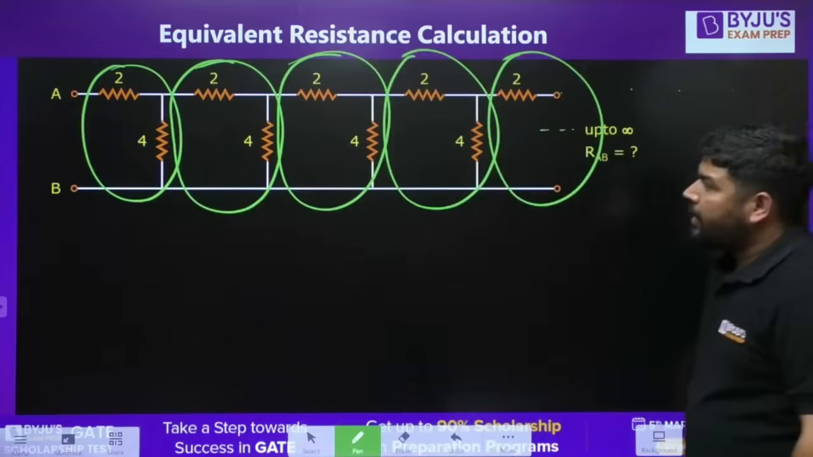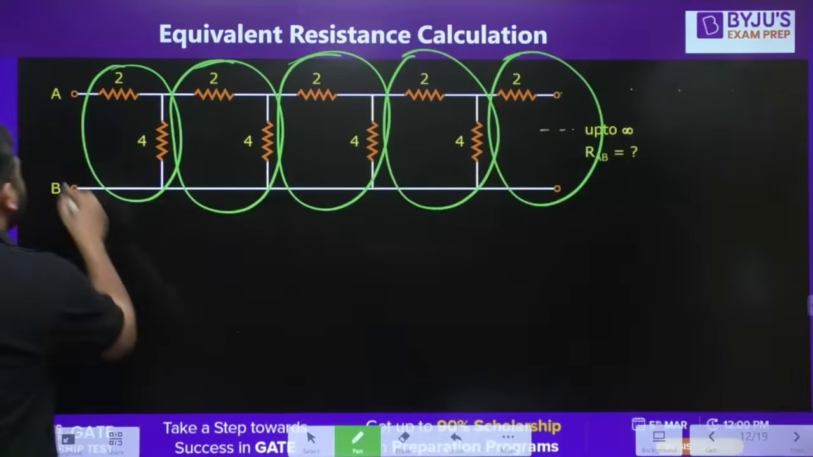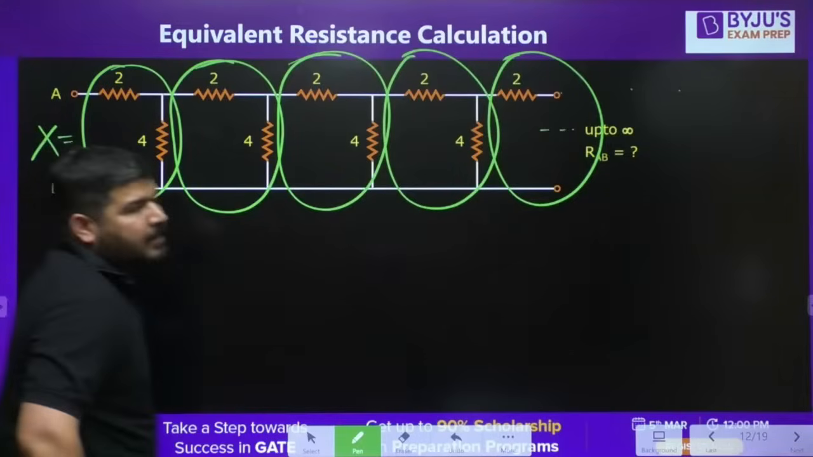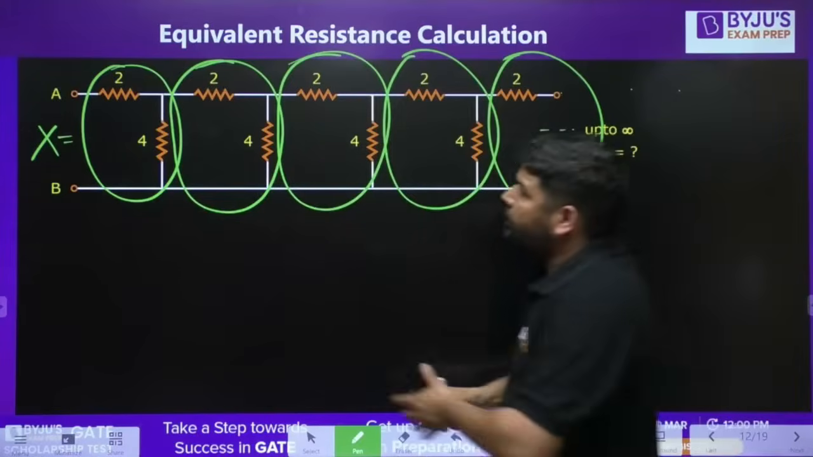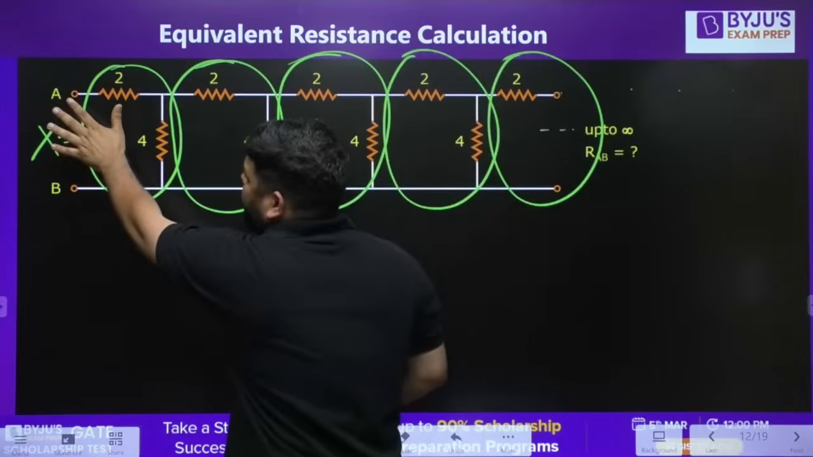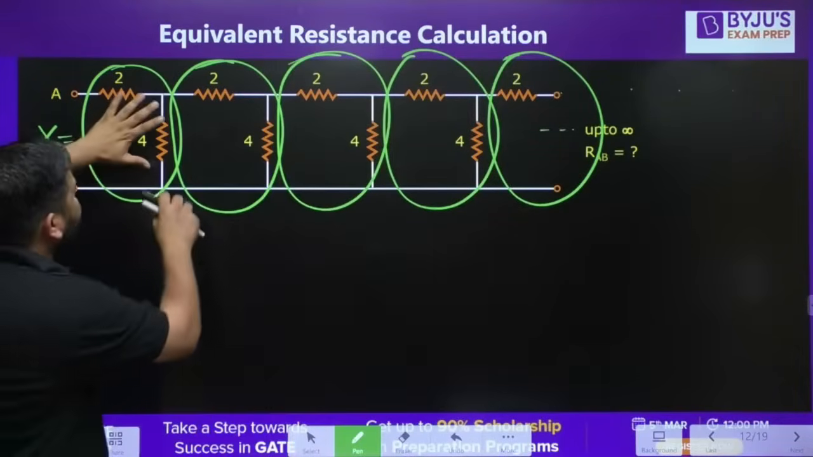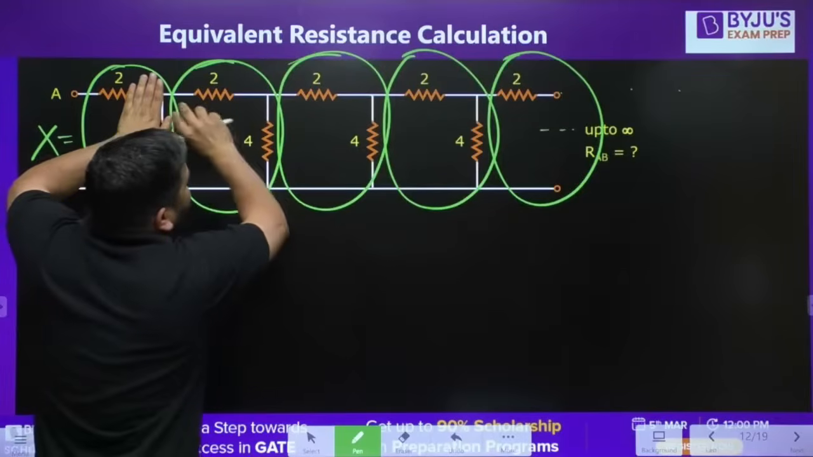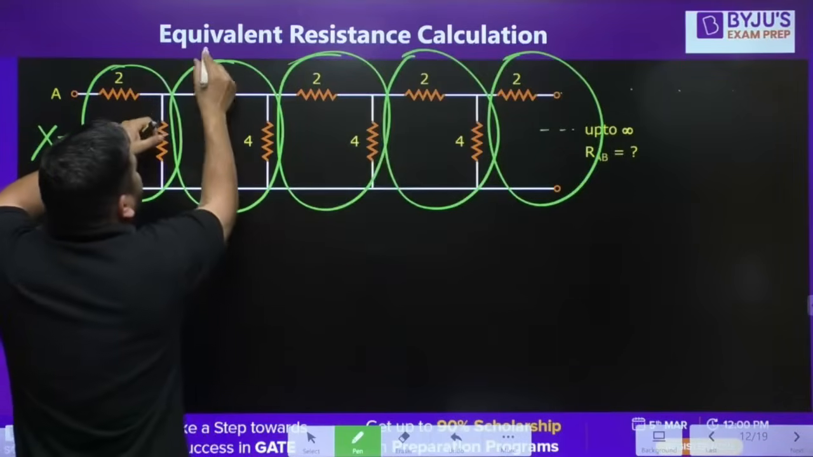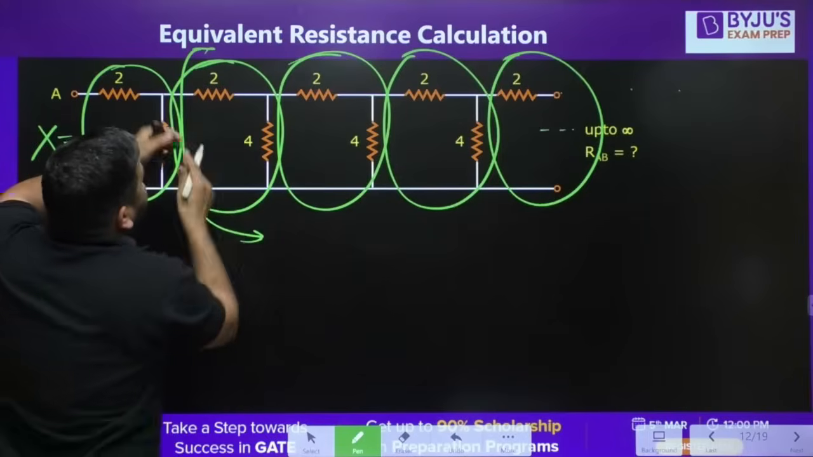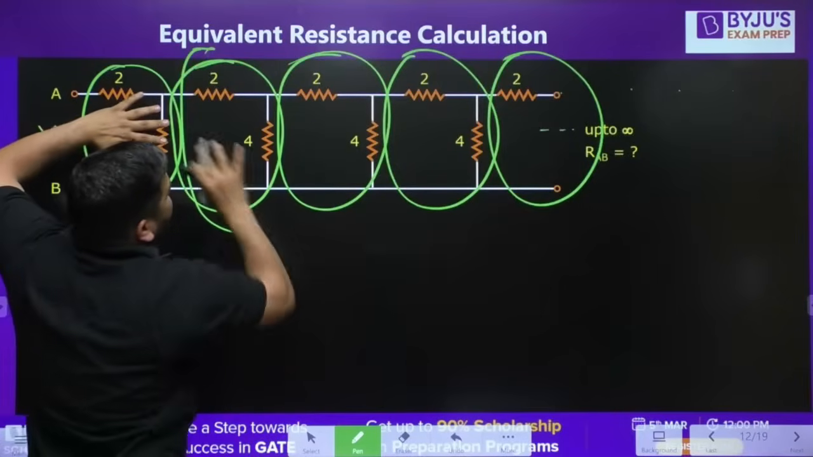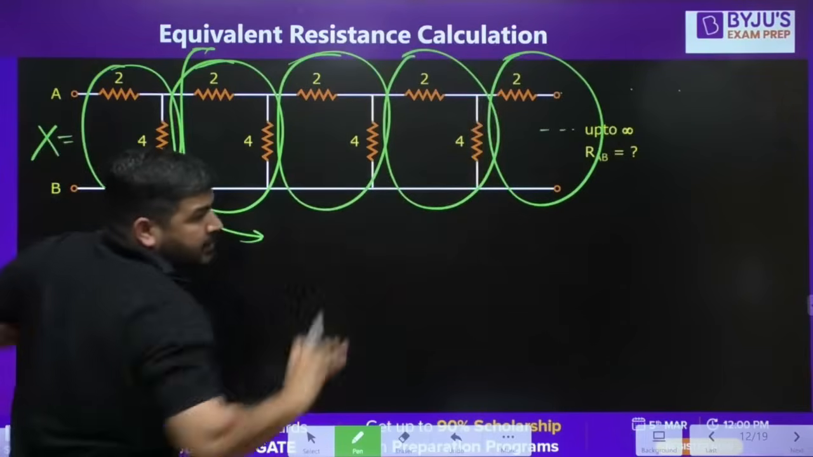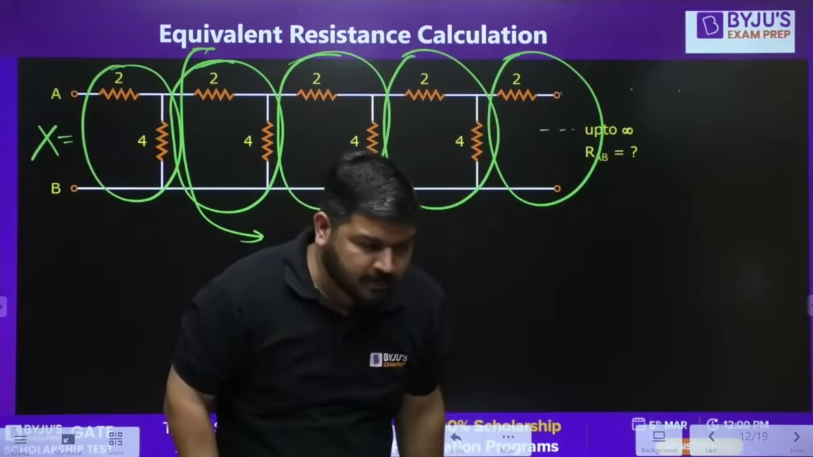Let's say the equivalent resistance of this infinite ladder is X. Now what you are doing is removing the first ring. If somehow you remove the first ring, and from this point onward you look at the equivalent resistance, what is it? Tell me, guys. Equivalent resistance will again be X.